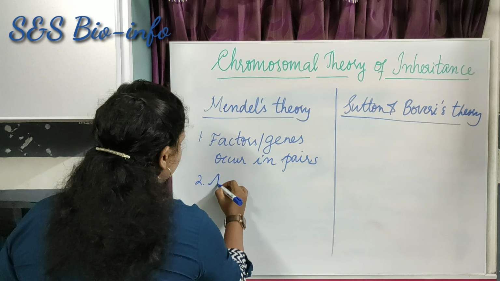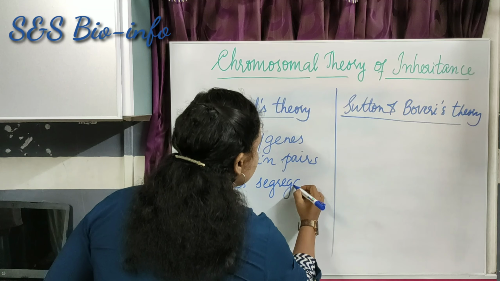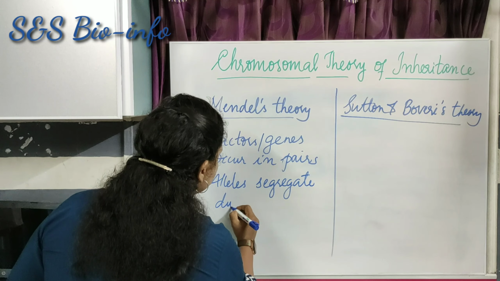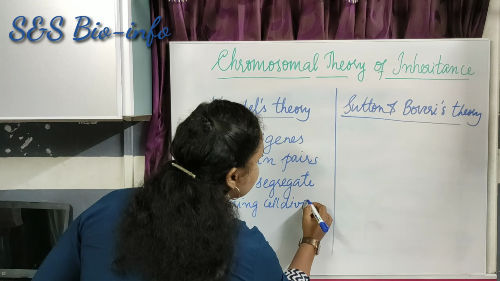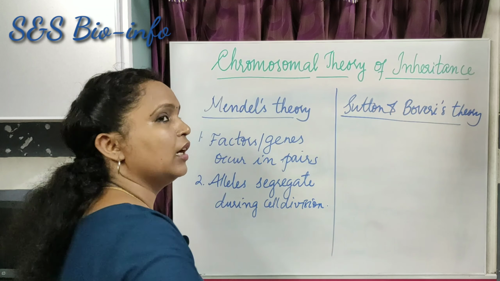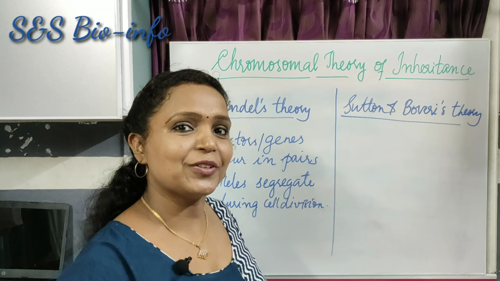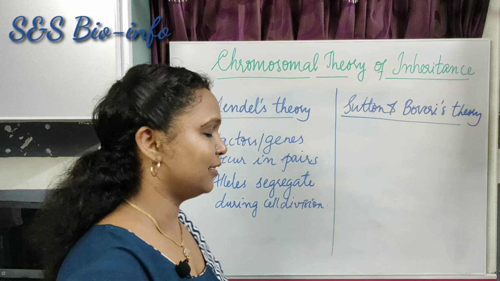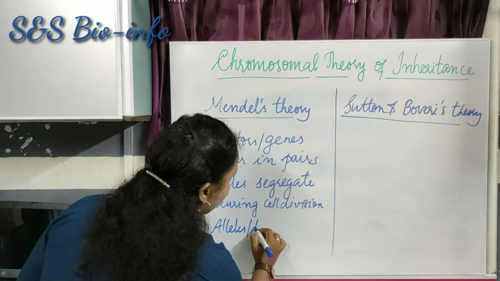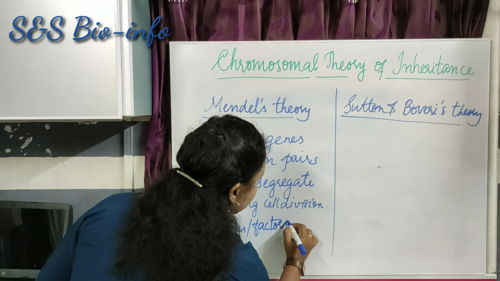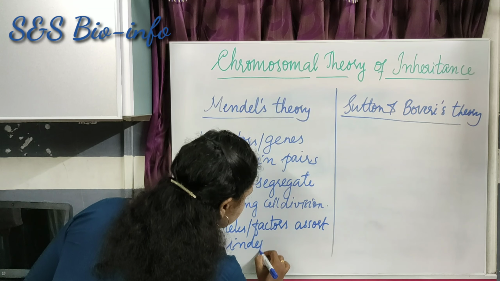So, alleles segregate during cell division. Third point, the law of independent assortment. Alleles or factors assort independently.